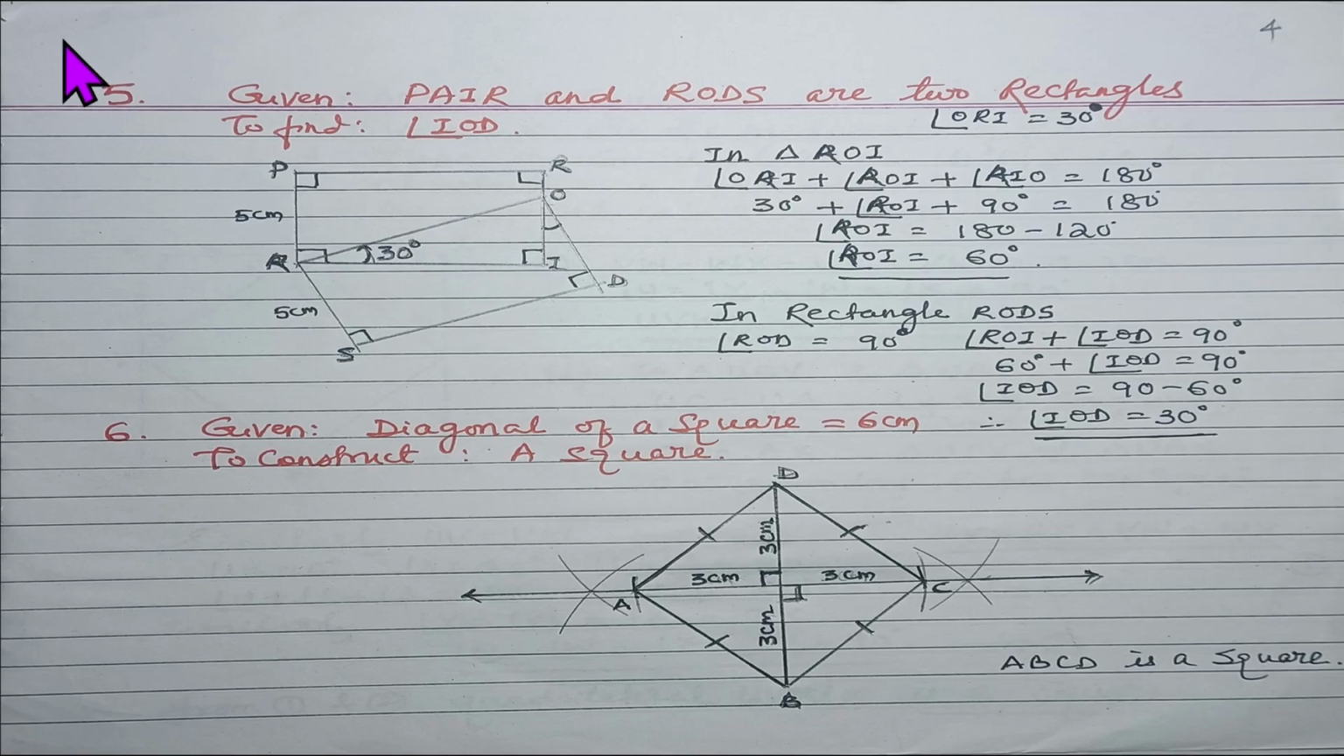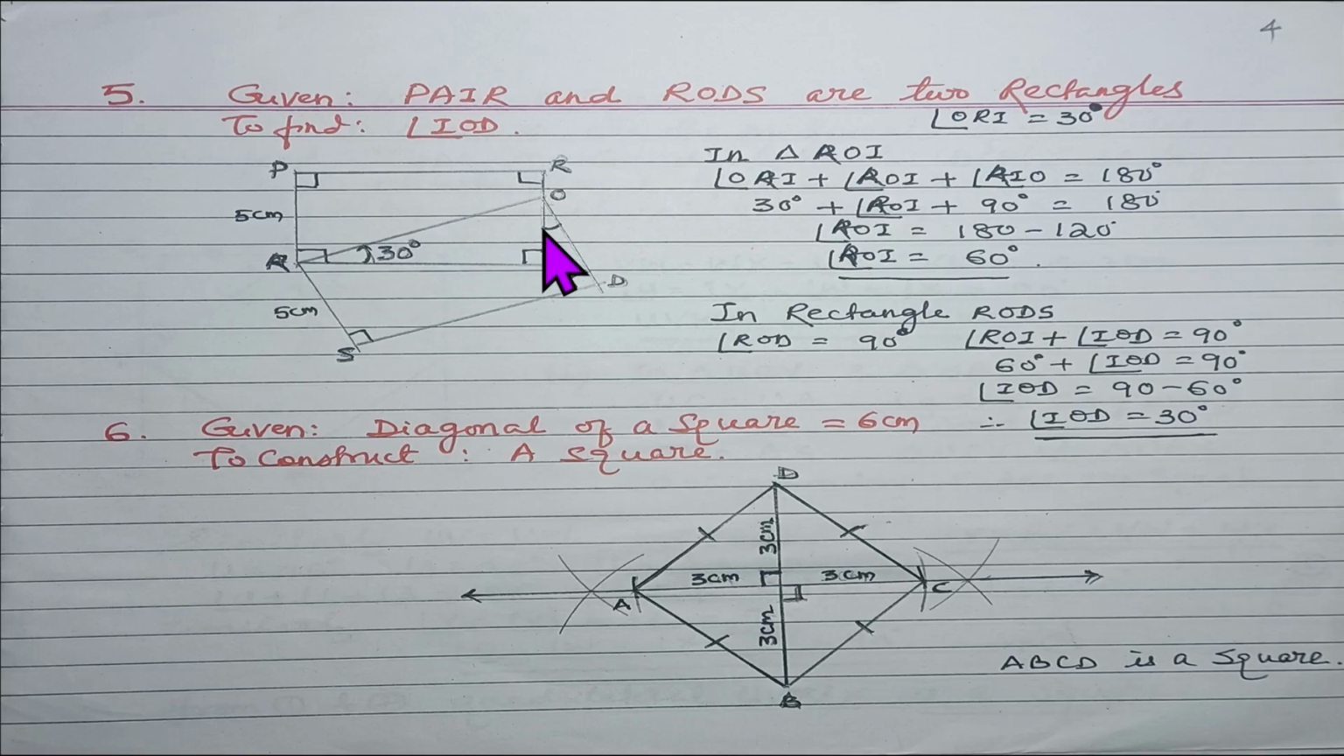Now, in this Example 5 given to us, we are given two rectangles, that is PAIR and RODS. Pair and RODS are the two rectangles, and as we know, all the interior angles of rectangles are 90 degrees, but we are also given that angle ORI is 30 degrees. Now, we have to find angle IOD.